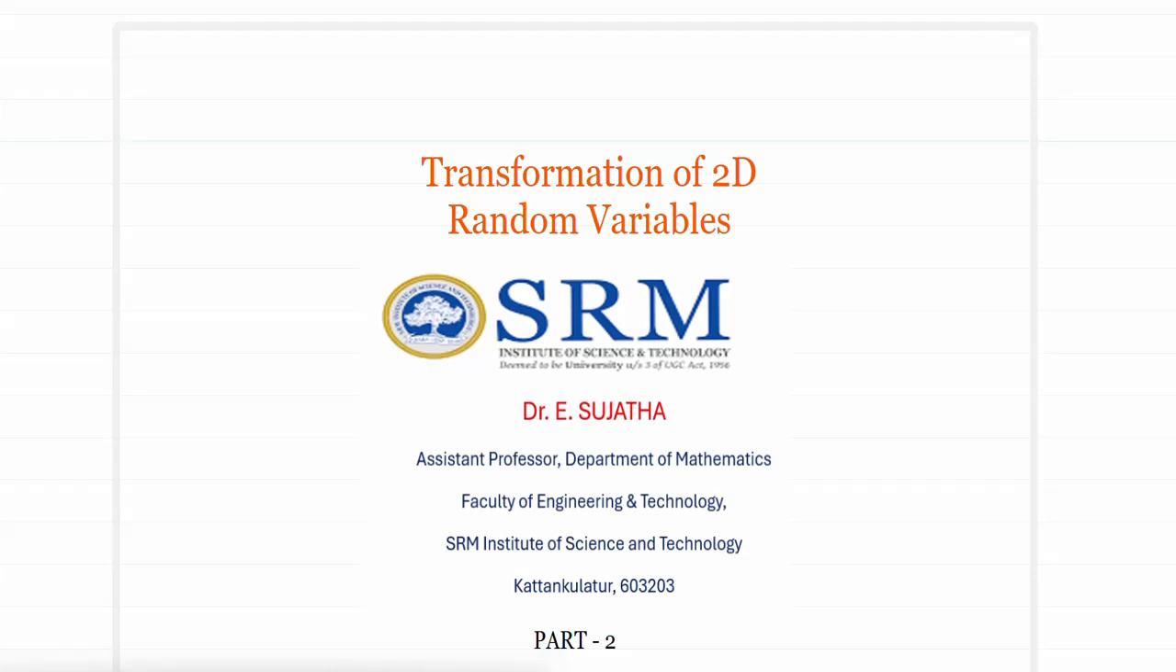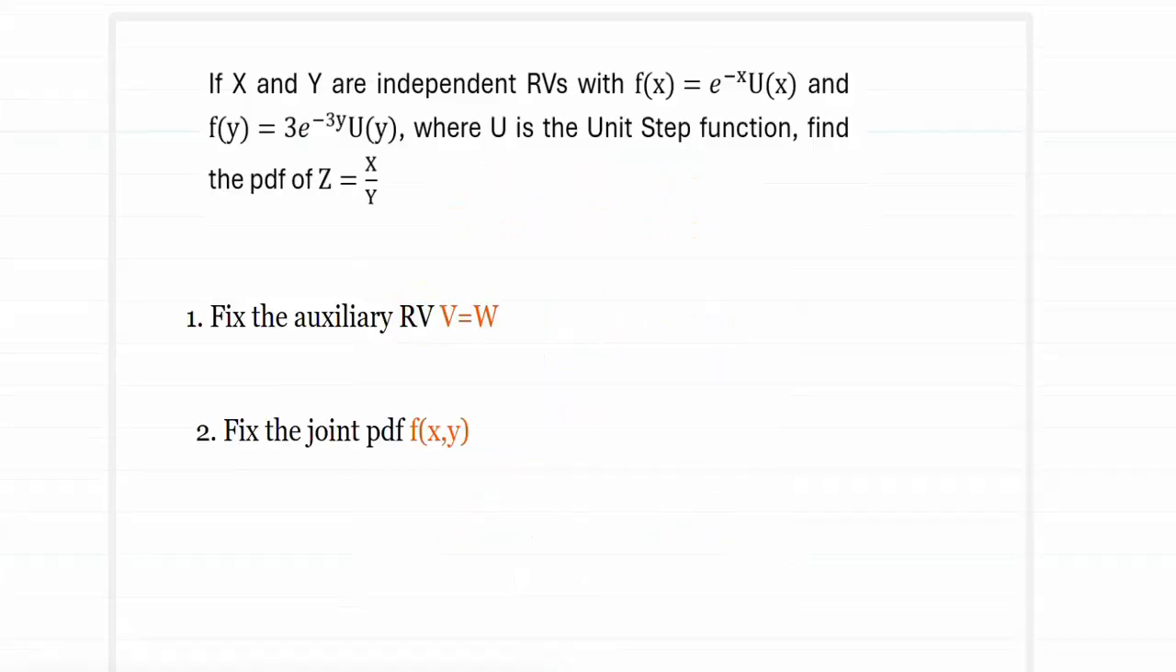Hello friends, this is going to be the second video on transformation of two-dimensional random variables. There are basically four different types of transformation: u equal to xy, u equal to x by y, u equal to x plus y, and u equal to x minus y. We have seen the transformation u equal to xy in the first video. We will see what happens in our second video.